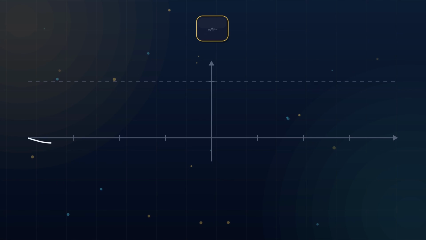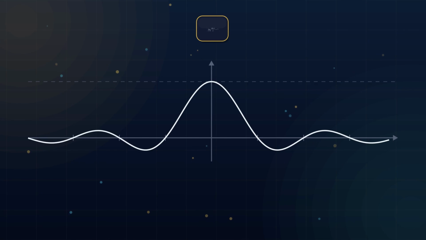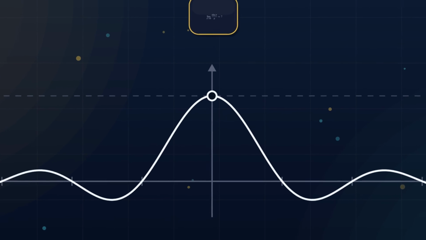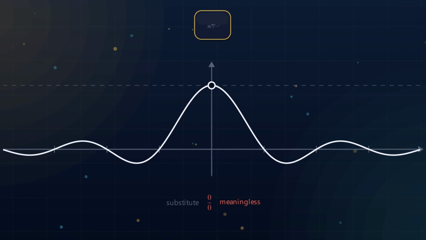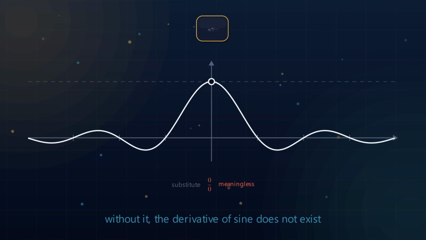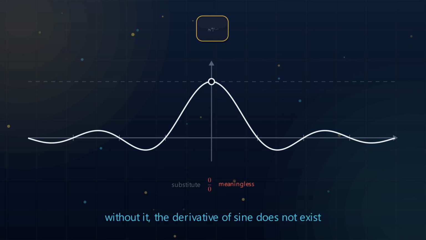Now the limit this theorem exists for. The limit of sine x over x, as x goes to 0. Substitute and you get 0 over 0, meaningless. Yet this limit is the foundation of all trigonometric calculus. Without it, the derivative of sine does not exist. The proof is geometric, and it is beautiful.